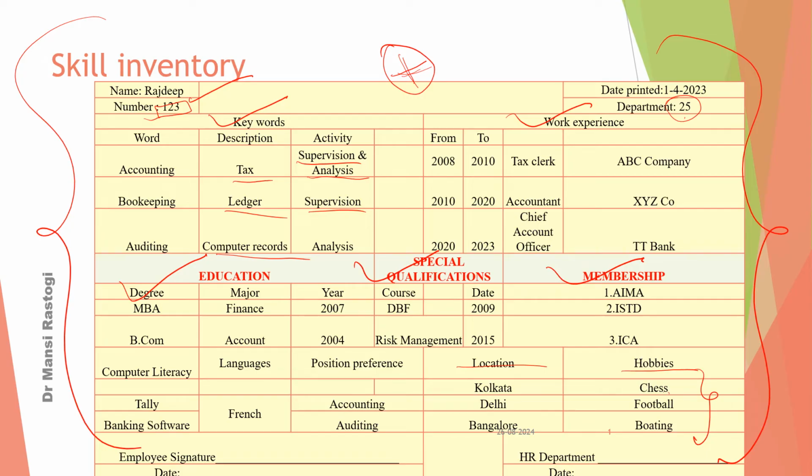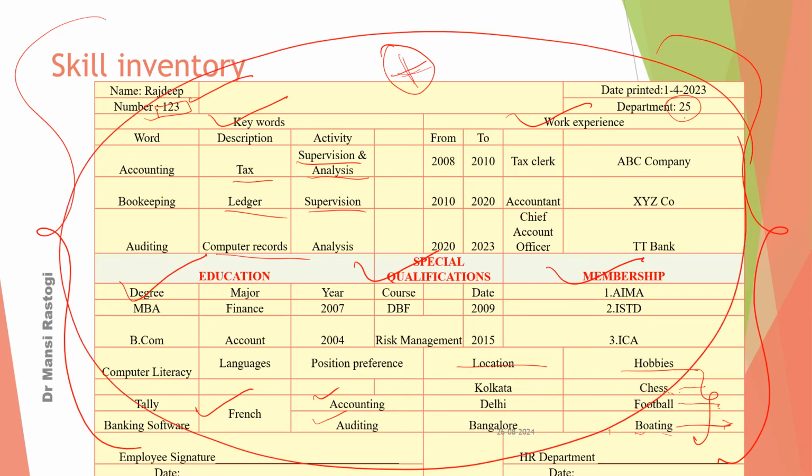See, for example, from hobbies also we are understanding a lot of things. For example, chess means the person is analytical. Football means the person is a team worker. Boating means a person is going to be a hard worker, or likes to take challenges. And in languages, French is written, accounting, auditing. So this is the visual representation of a person's skills, where organizations can easily identify what kind of skills are needed for a particular forthcoming job.